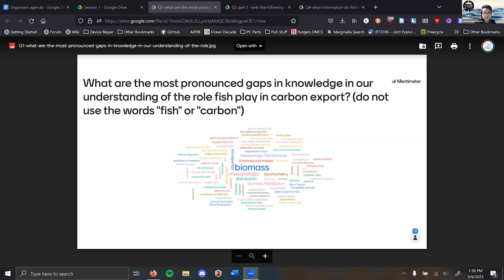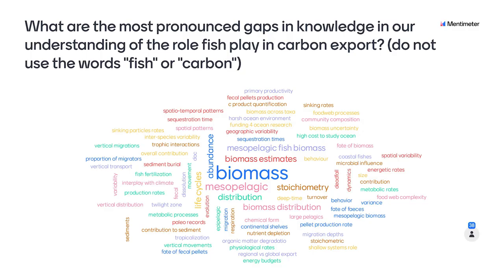We're going to go ahead and share the results of your hard work. We're going to cover a couple of the things that you did in the Menti word cloud and polling activities in Jamboards. The first question was about the most pronounced gaps in our understanding of the role fish play in carbon export. It's overwhelmingly biomass, and biomass estimates was definitely the most inputted response.